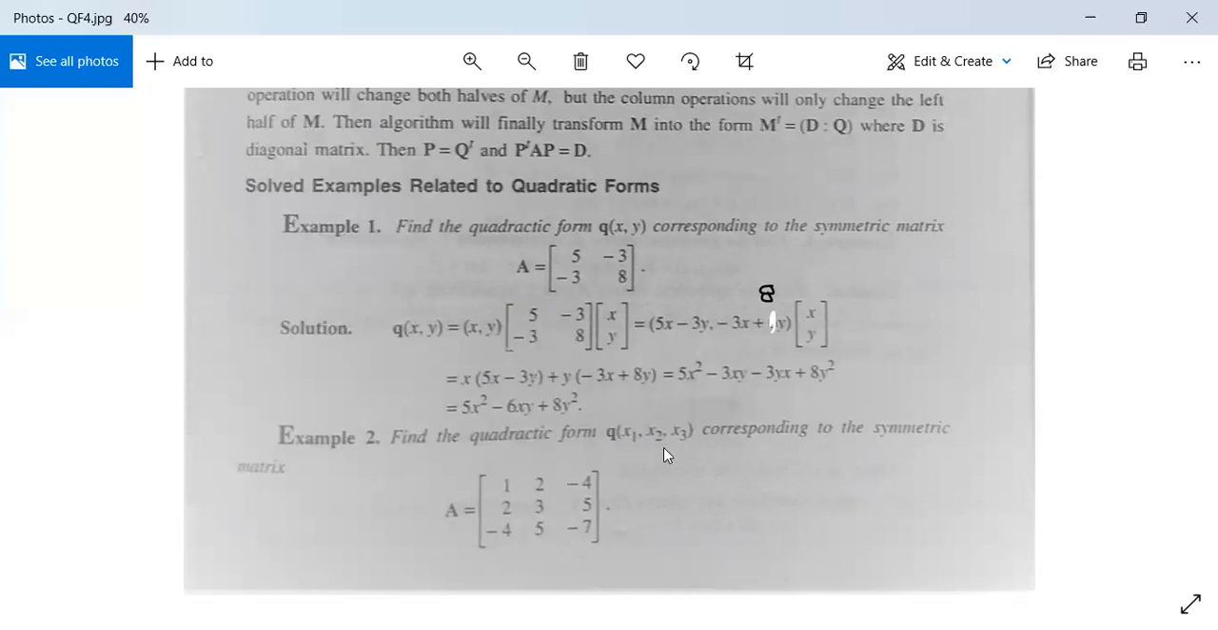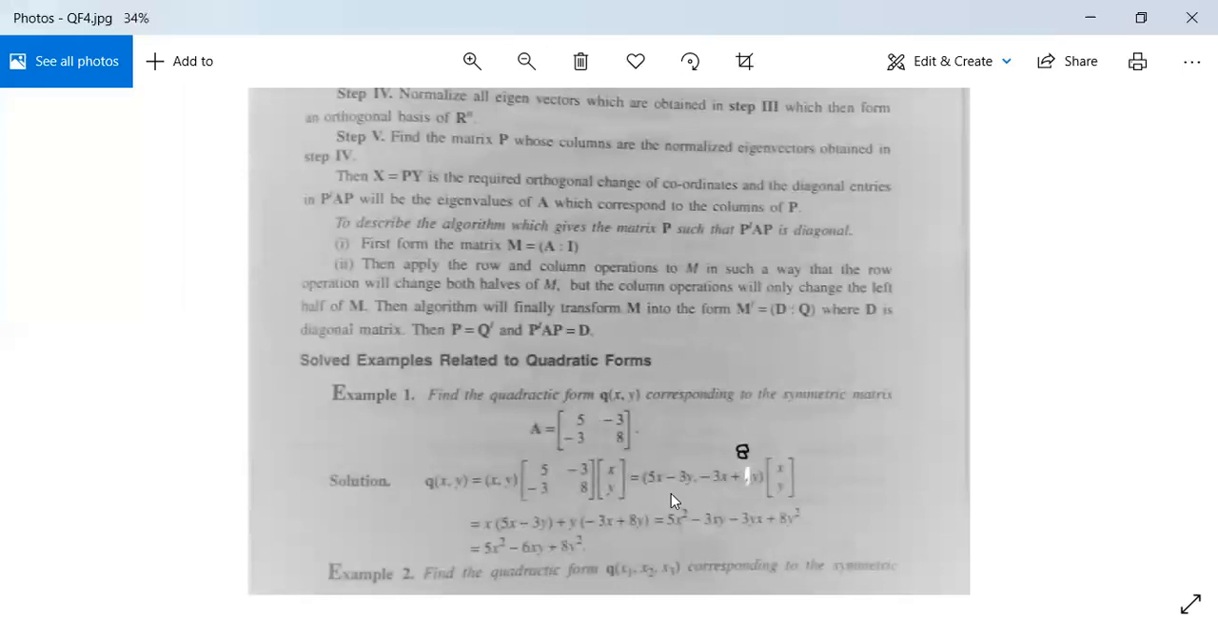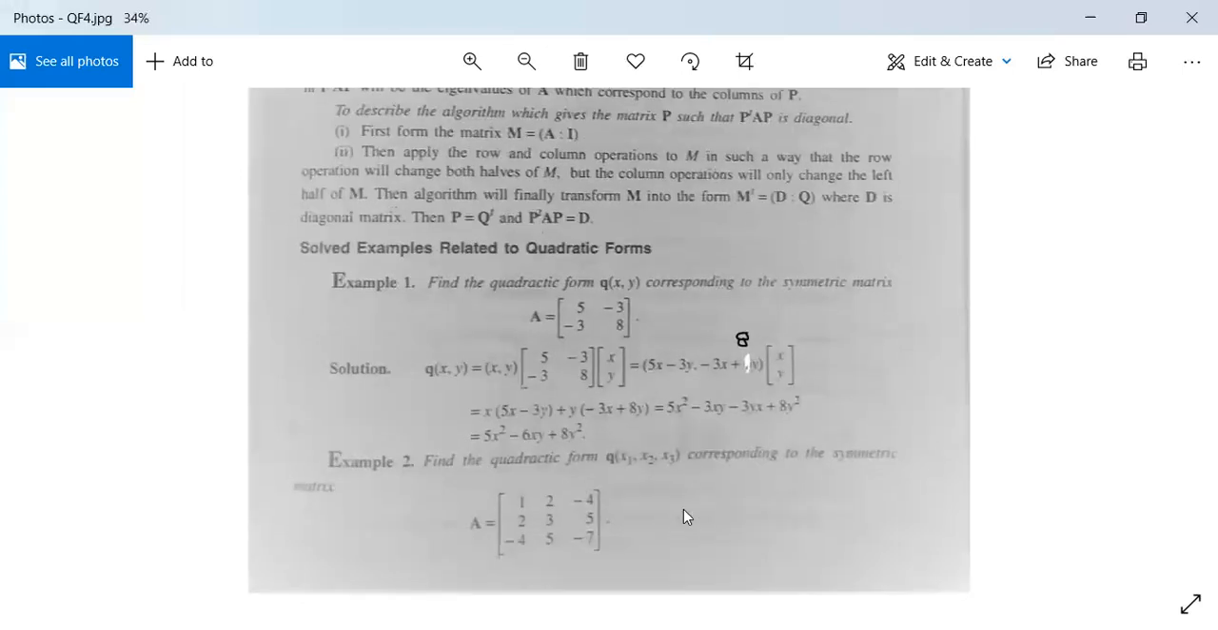Another example, find the quadratic form Q(x1, x2, x3). See here we have three variables. Here we had two variables. Corresponding to the symmetric matrix A equal to 1, 2, minus 4, 2, 3, 5, minus 4, 5, minus 7. For three variables, we have a 3 by 3 matrix, a square matrix. This will be a symmetric matrix. See here, how can it be?